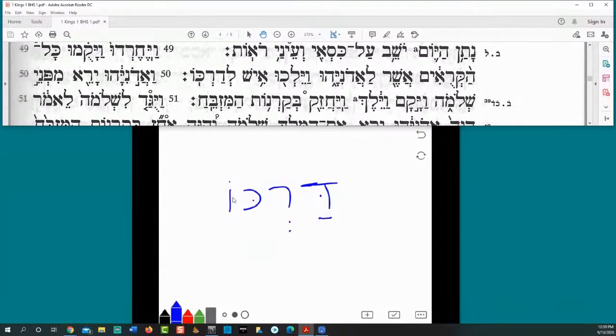So darko, his way, is that form. And of course, you don't have lamed patach here because you only have one marker of definiteness on a noun. So here, the object suffix is making this definite, his way. This ish, remember ish means man, person, but oftentimes when it's used, it will be used in a distributive sense. So each man.